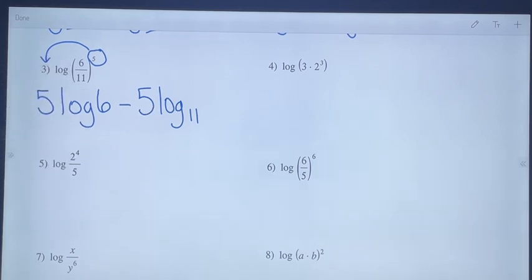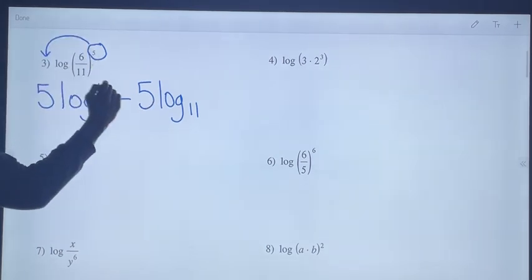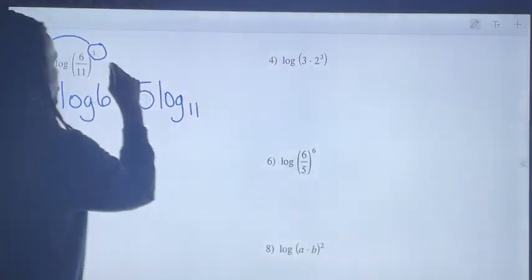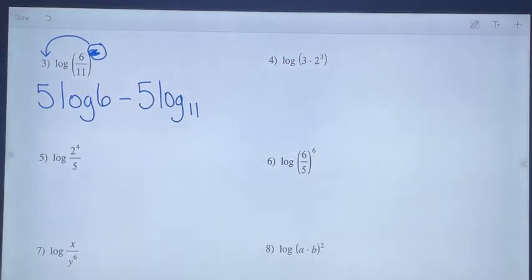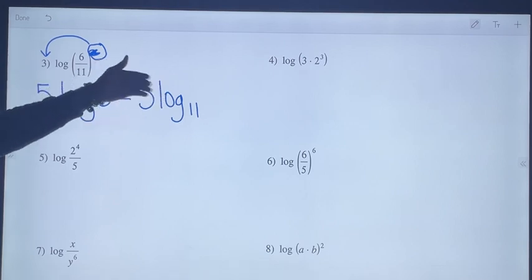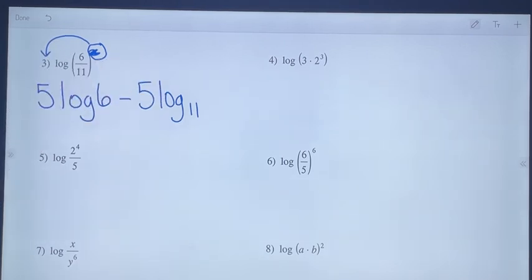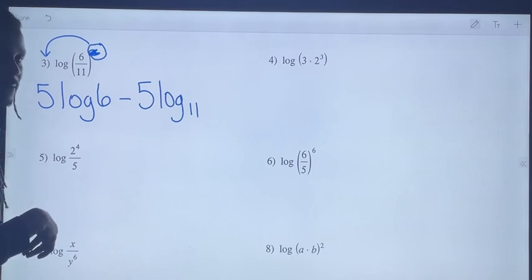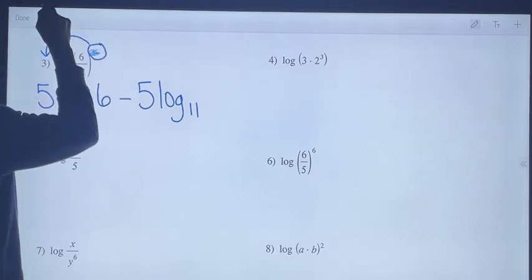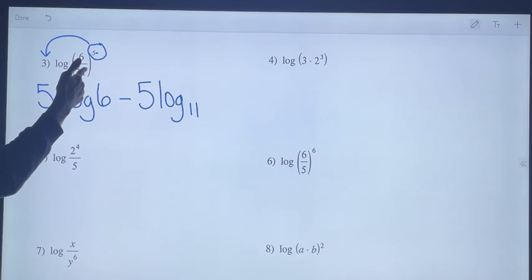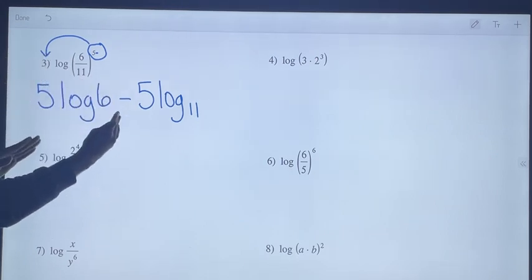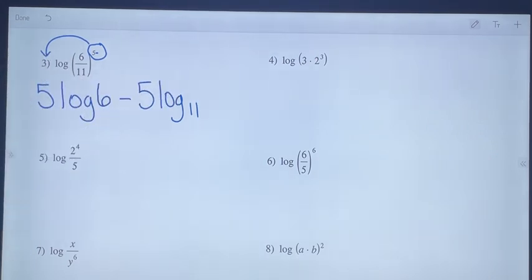So imagine if you didn't have the 5 here. What would your answer be? Log 6 minus log 11, because it's division. Yeah. But now there's an exponent there, so it becomes 5 log 6 minus 5 log 11. It's going to take me a little bit. Yeah, it's no problem.